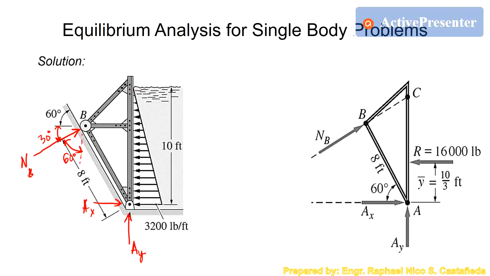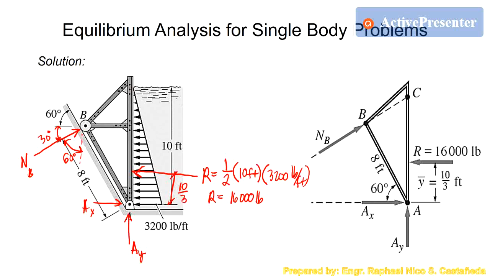Then this one right here, the triangular load, the resultant there is the area of the triangle, which is 1/2 base times height, or 10 feet times 3,200 pounds per foot. So the resultant there is 16,000 pounds. The location will be 10 over 3, or 1/3 of the height. The other one right here is 2/3 of 10, or 20 over 3 feet. So, whichever is used. So, this will be the free body diagram.